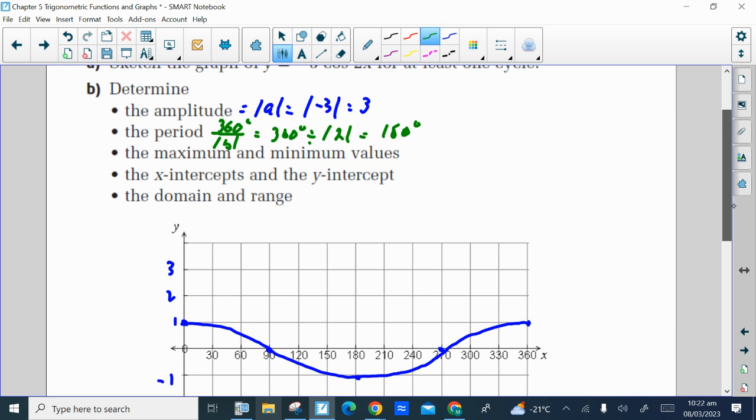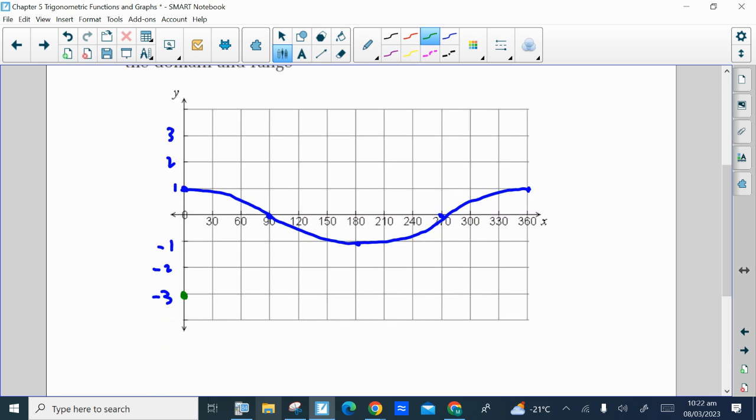And we found that our period was 180 degrees. So at 180 degrees, we're back to that same minimum point. And another 180 degrees, we're back to that same minimum point. Halfway in between the minimum points, you'll be at a maximum point. Halfway between 0 and 180, you'll be at 90 degrees and a maximum value of positive 3. So halfway between 180 and 360, which is at 270, again, we're back at the maximum.